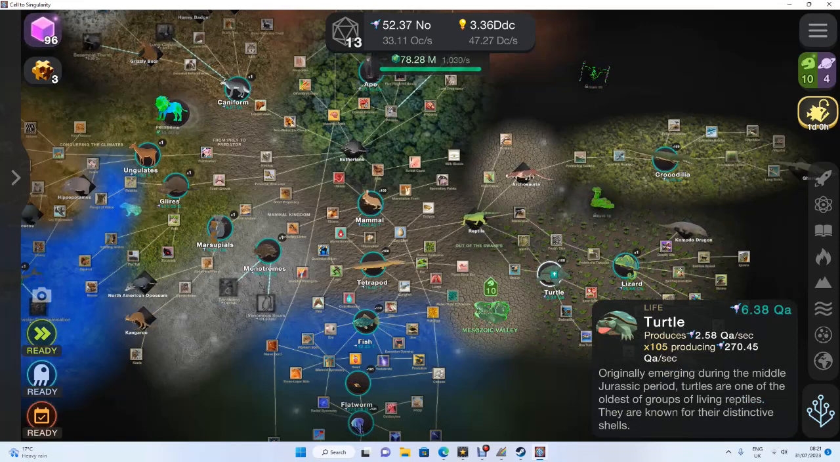Originally emerged during the Middle Jurassic period, turtles are one of the oldest groups of living reptiles. They are known for their distinctive shells.